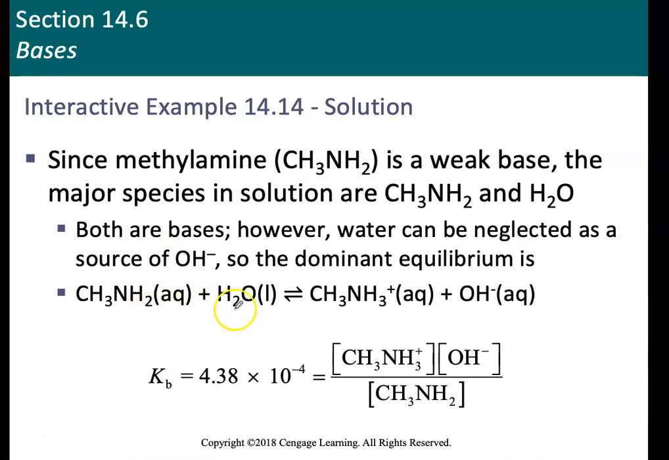Establish the main equilibrium, which is the ionization in water to form the conjugate acid. That's the conjugate acid. This is the base, conjugate acid. This is now the acid, conjugate base. So let's write the Kb expression as products divided by the reactant.